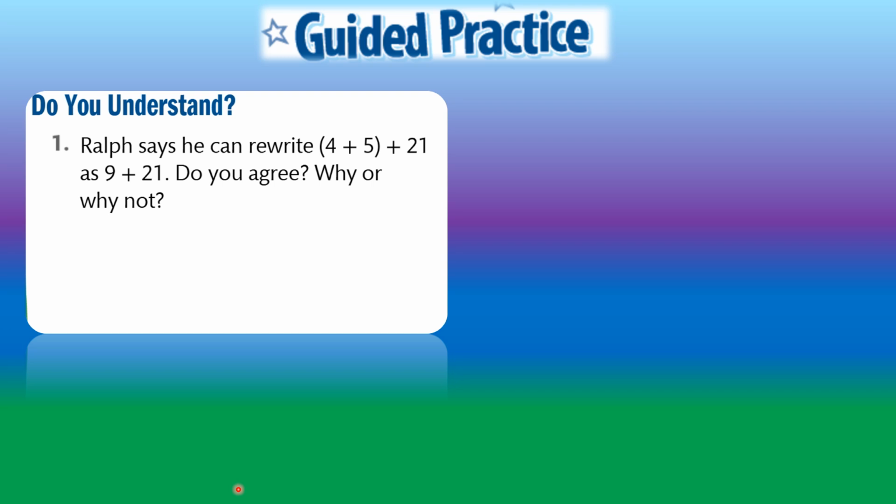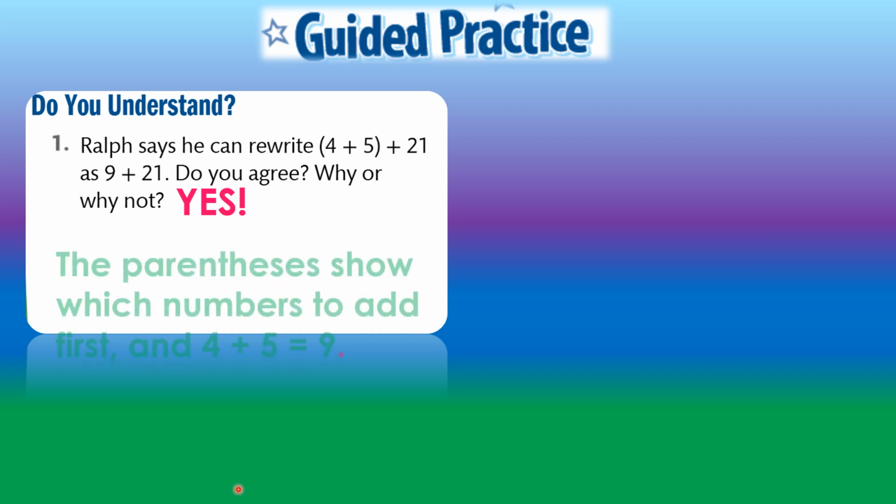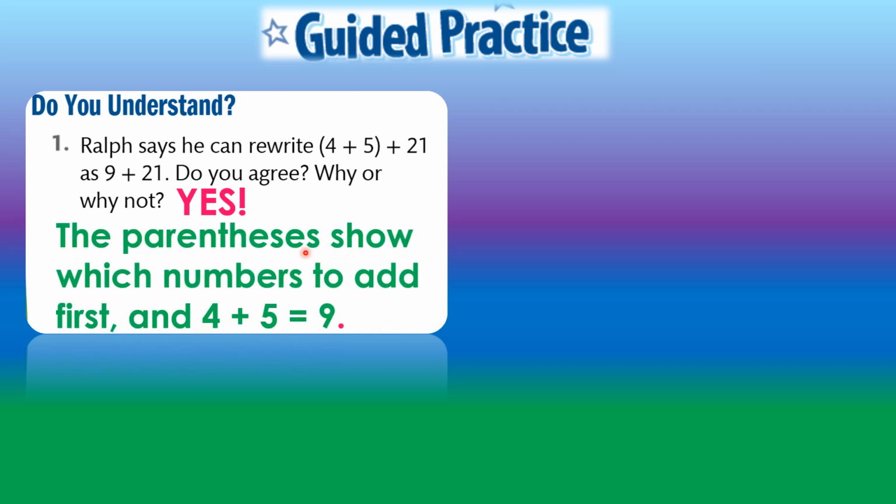Okay, so do you agree? Yes, you should definitely agree. But why should we agree that he can rewrite 4 plus 5 plus 21 as 9 plus 21? The parentheses. All right, our friends, the parentheses right here show you which numbers to add first, just like we talked about a few minutes ago. So you add 4 plus 5, and 4 plus 5 equals 9. So 9 plus 21. All right, easy peasy. Here we go. Let's move forward.